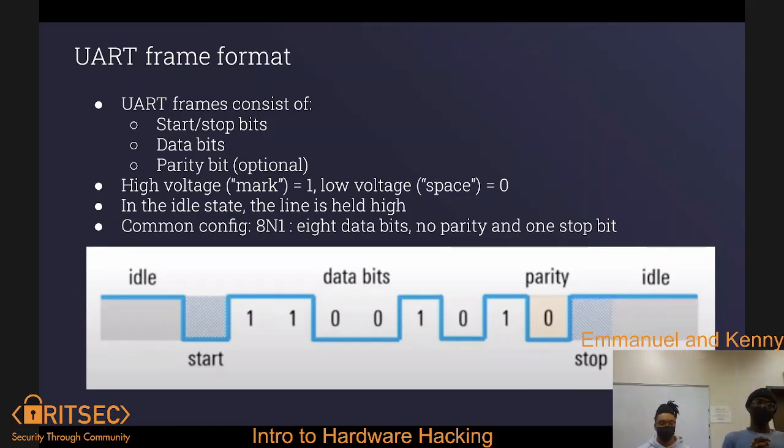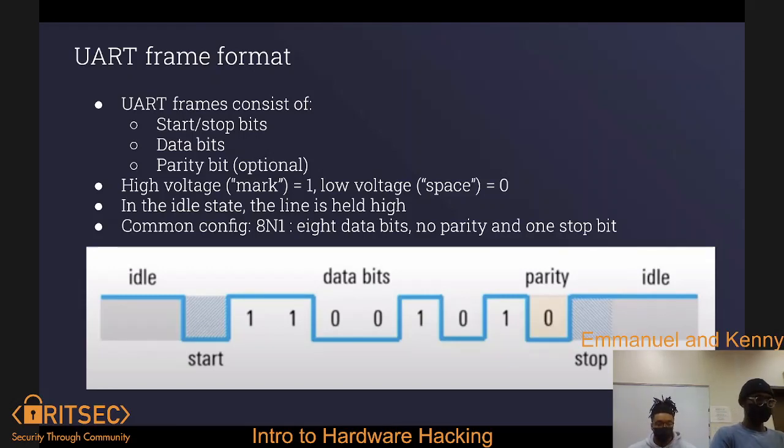In one of the books I read, it says that the most common configuration, kind of a configuration file, that you see on most devices is 8N1, which stands for 8 data bits, no parity, and 1 stop bit. In the next slides, we talk about what each of them means.